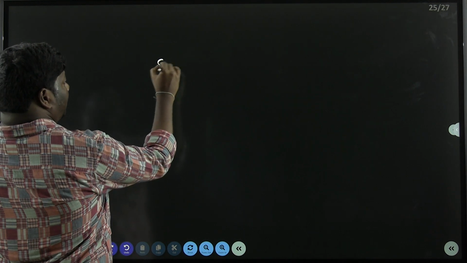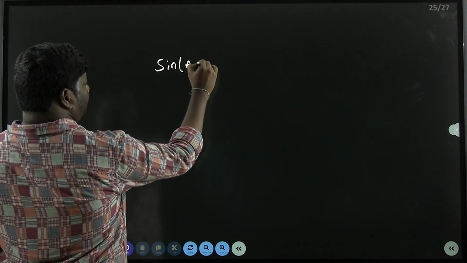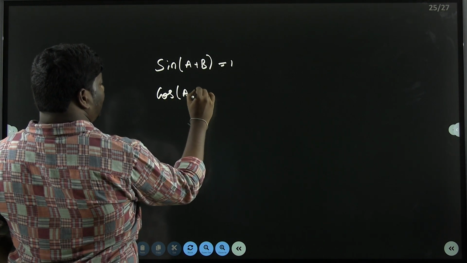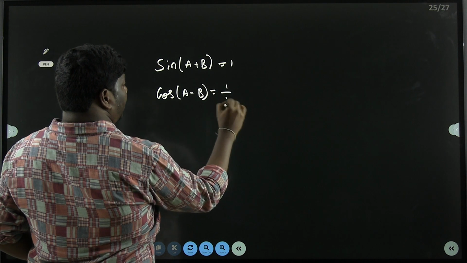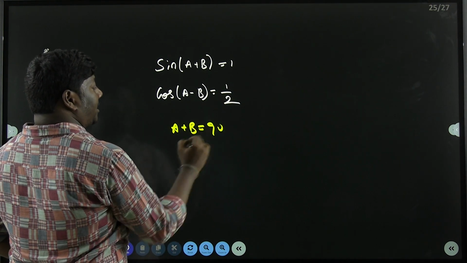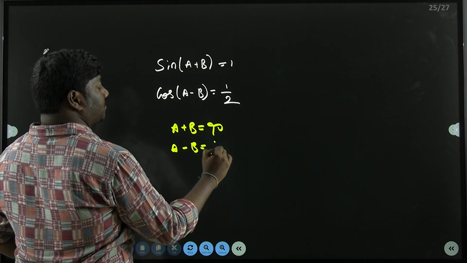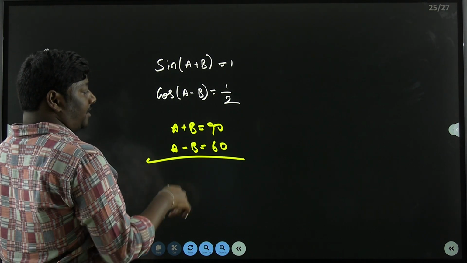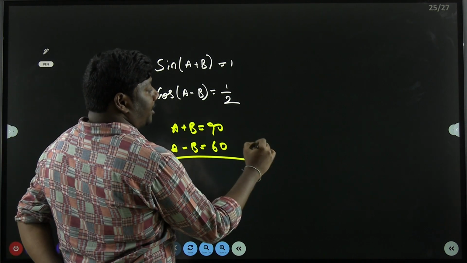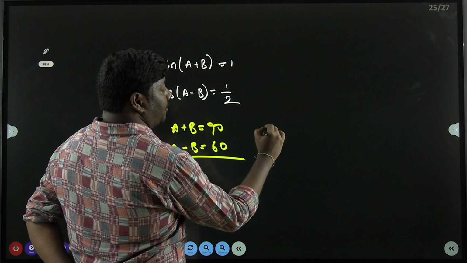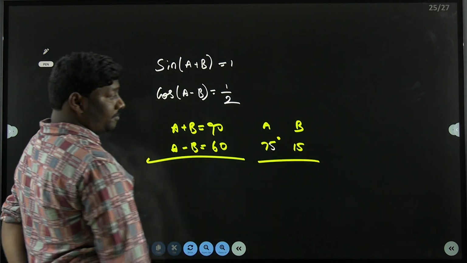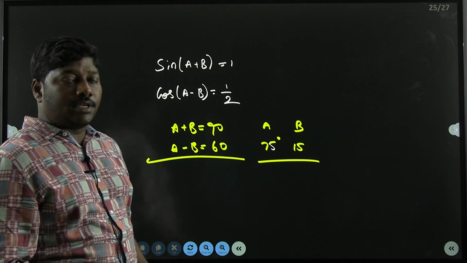And something like this, sine of a plus b is equal to 1, cos of a minus b is equal to 1 by 2. Indirectly he is giving you that a plus b is equal to 90, a minus b is equal to 60. When a plus b and a minus b are given, if you add you will get 2a, if you subtract you will get 2b. So sum by 2, 150 by 2, 75 is the value of a, difference by 2, 15 is the value of b. So these kinds of questions are asked.